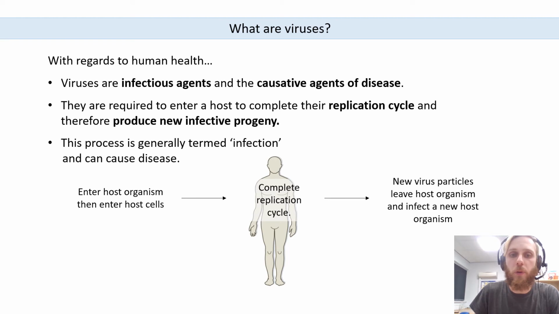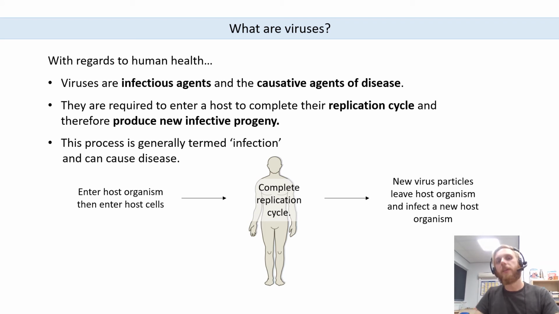Okay, so once in a cell, they will complete their replication cycle. So they will undergo what we call the viral replication cycle, which occurs inside the cell. And again, the purpose of this viral replication cycle is to complete the processes that we talked about, genome expression and replication, etc. And once this process has been completed, the new virus particles that have been produced will then be released from the cell.